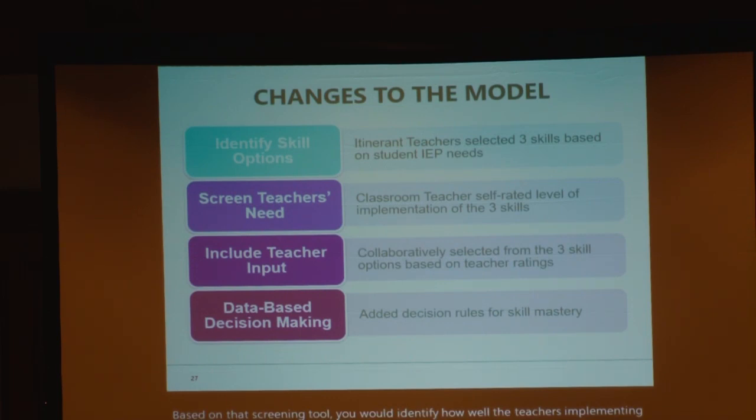So the classroom teacher would complete that for 3 skills. And then using that screening tool, the classroom teacher and the itinerant teacher sat together and identified from the 3 skills what would be the one to focus on first. And then, again, using decision rules, they would identify how to support the teacher if the teacher wasn't implementing the skill over time as desired.